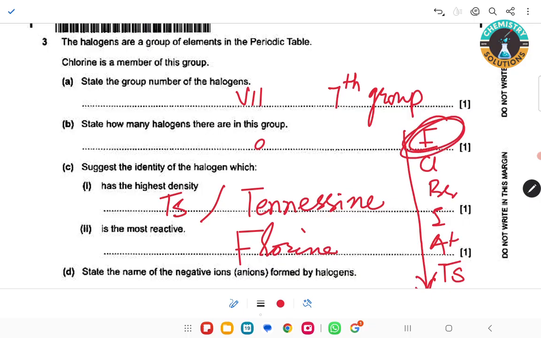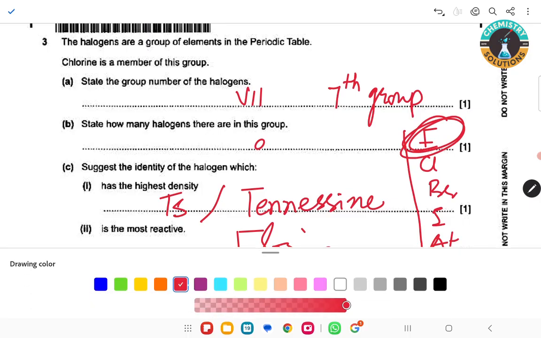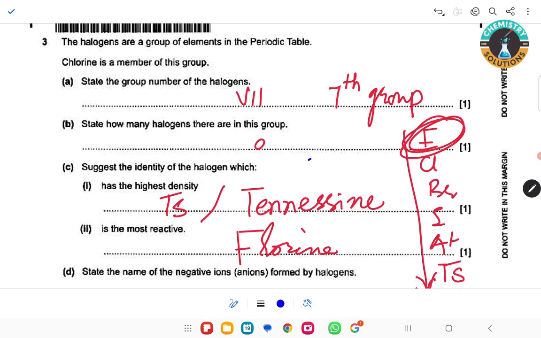Why is it most reactive? The question arises why we say it's very reactive. The reason behind this is that fluorine is the smallest atom, so the number of electrons, I'm just going to draw the valence electrons of it.